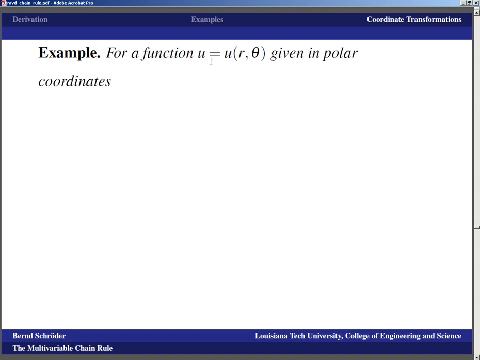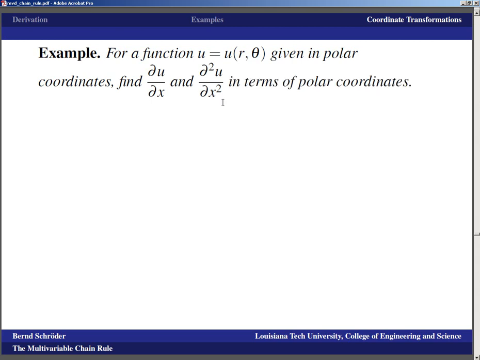If we have a function u that depends on the variables r and theta in polar coordinates, which is often natural, if you are looking at a problem that has circular symmetry, then it is much more natural to state your functions in polar coordinates than in rectangular coordinates. Well, for such a function, I want to find the partial of u with respect to x as well as the second partial of u with respect to x, but only in terms of polar coordinates.